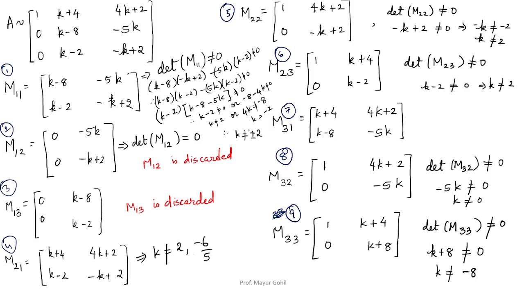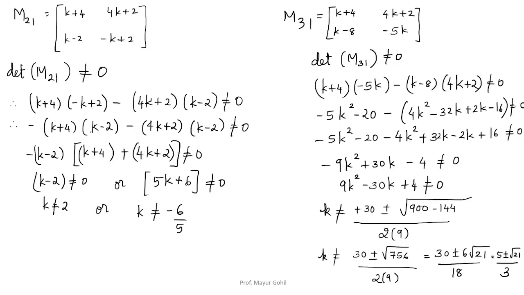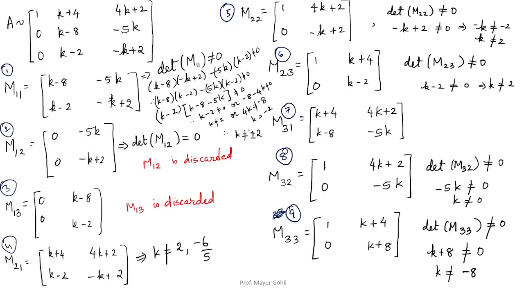Okay, we get that equation and we get the answer as k is not equal to 2 and k is not equal to minus 6 by 5. This is the case that we got. Then similarly we go for M22, M33. We get there k is not equal to 2. Each time we get k is not equal to 2, but there is a real number existing in between in each of the cases that we have to go for.